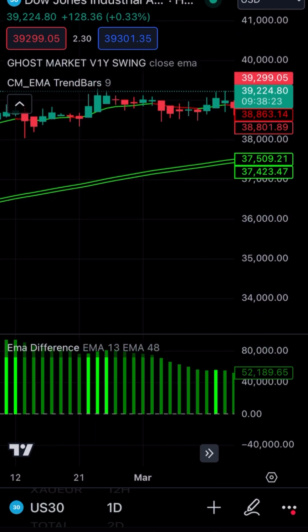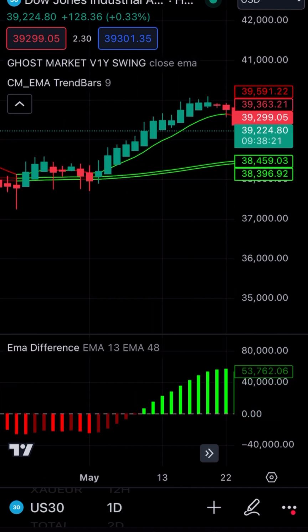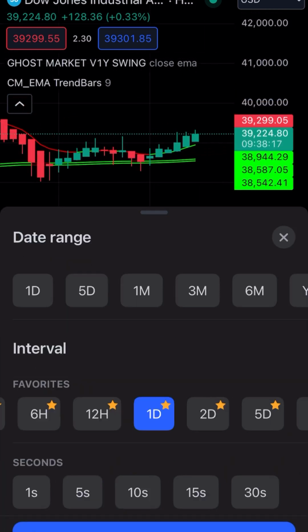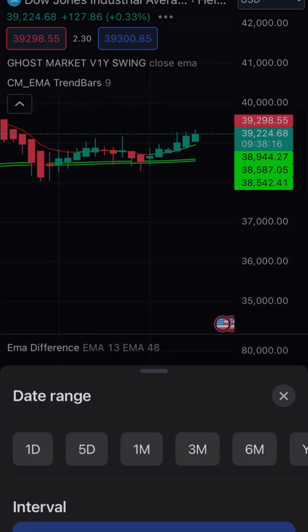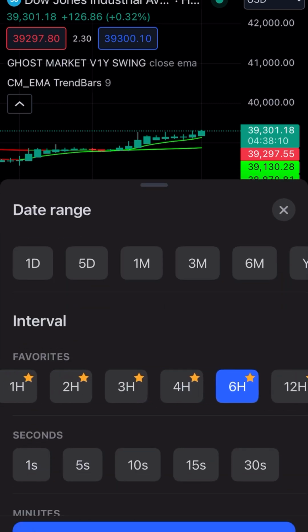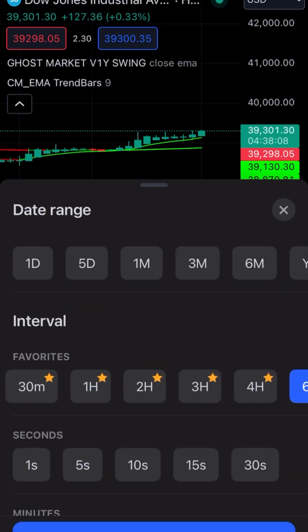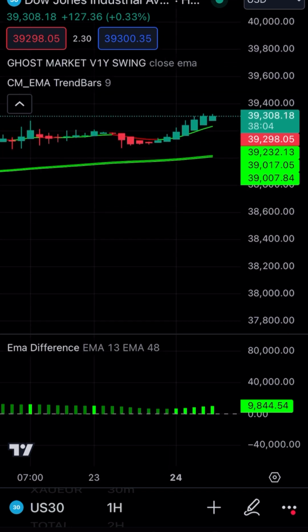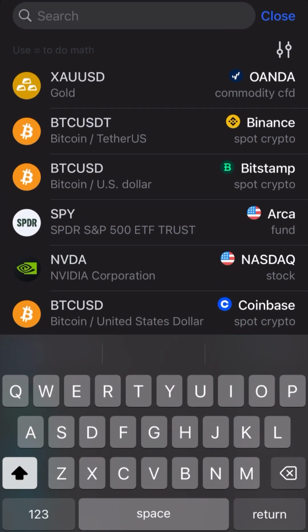Now, if you're a little bit impatient and you don't want to wait, you would just go down in your time frames. You go down to 6 hours, see if you can find anything on a 6 hour, and see if you can find anything on a 1 hour. But I don't personally do anything past a 1 hour. So real quickly, that's the US30.